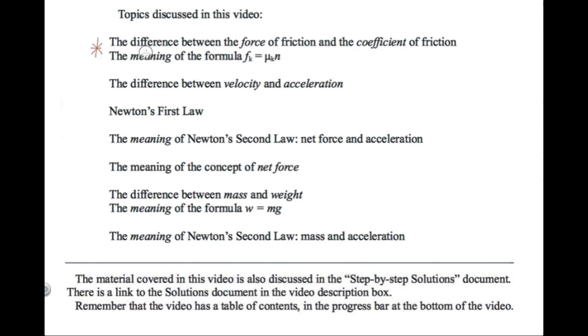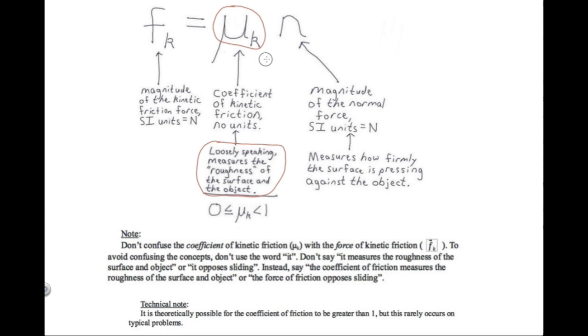To begin, let's discuss the difference between the force of friction and the coefficient of friction. Loosely speaking, the coefficient of friction measures the roughness of the surface and the object. For example, ice would tend to have a small coefficient of friction because ice is smooth. Sandpaper would tend to have a large coefficient of friction because sandpaper is rough. The coefficient of friction takes values between 0 and 1.